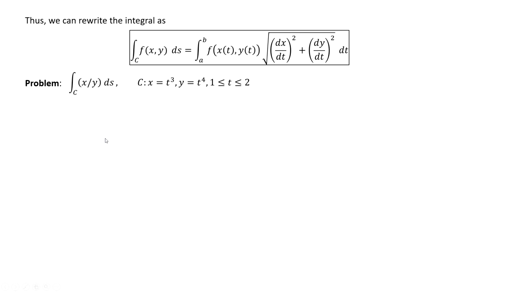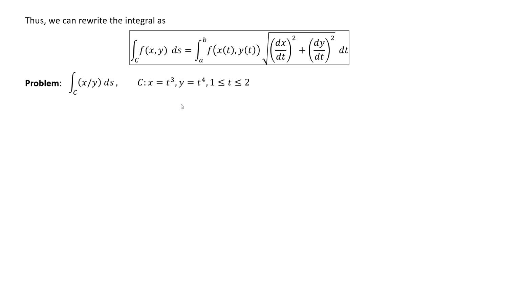First, let's start with something straightforward. Integral over some curve of the quantity x over y ds. And the curve is already given to us in a nice parametric form. x equals t cubed, y is t to the 4, and t lies between 1 and 2. Okay. So to me, it looks like all we need to do is just plug and chug. Our objective is to evaluate something like the left-hand side, right? So we'll say that's equal to the right-hand side, and we'll use this formula on the right-hand side to evaluate the left-hand side. That's our strategy.